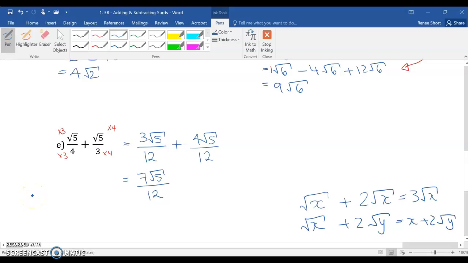And remember to always simplify your surds so that you have them as the smallest possible form, and that should help you with adding and subtracting them.